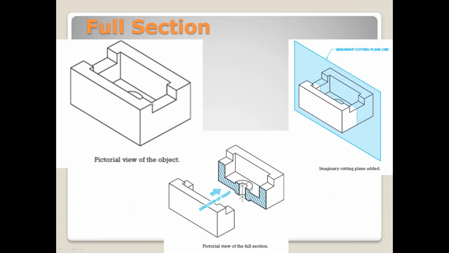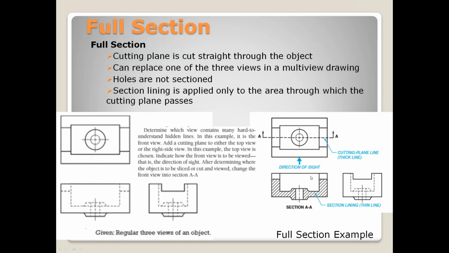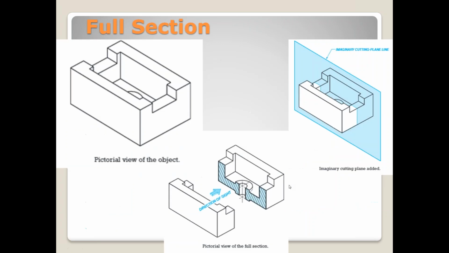So you can go back and look at this pictorial or isometric view of the object. Sometimes it's very hard to tell, so you have to transfer all this orthographic view into an isometric view. As you can see in this isometric view, if you cut through this object with a cutting plane line, you're going to see the full section of the object and the direction of sight.